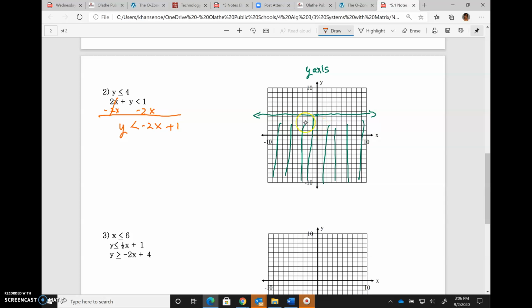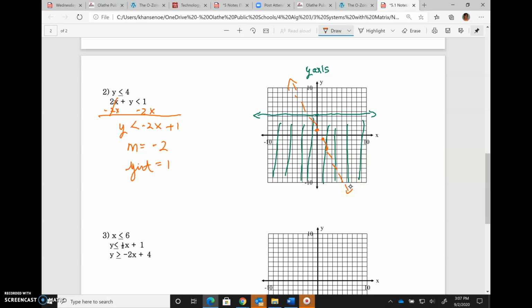So let's see, my slope is negative 2. My y-intercept is 1. So I'm going to go up to 1, and I'm going to go down 2 to the right 1. Down 2 to the right 1. Now, solid or dotted line? It's less than, so dotted. And make sure that your lines are going all the way across your graph.